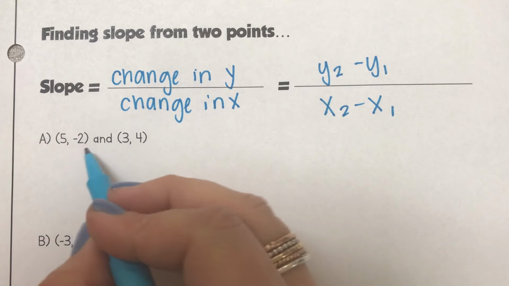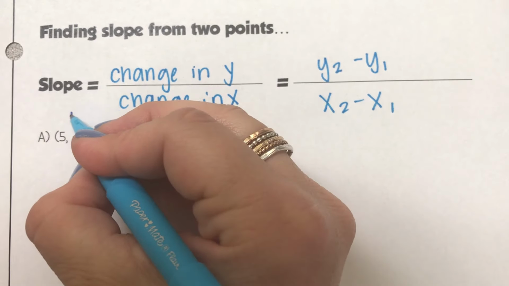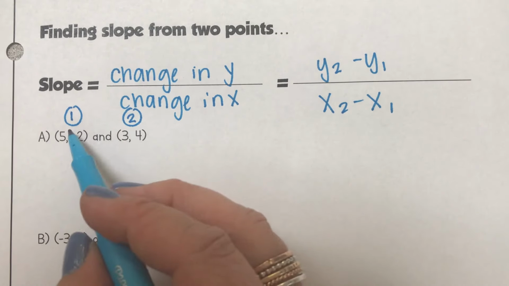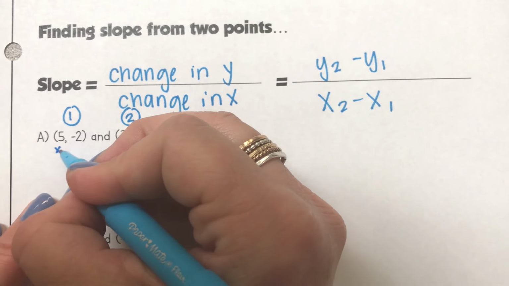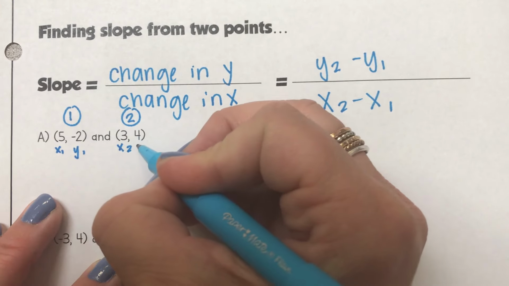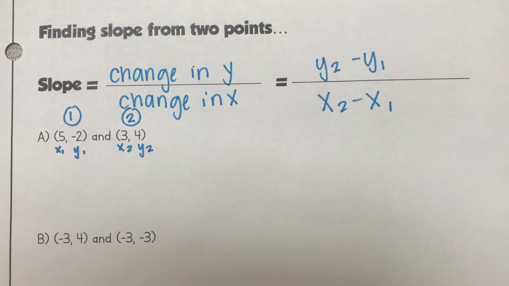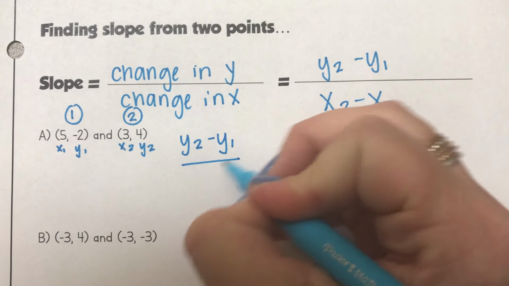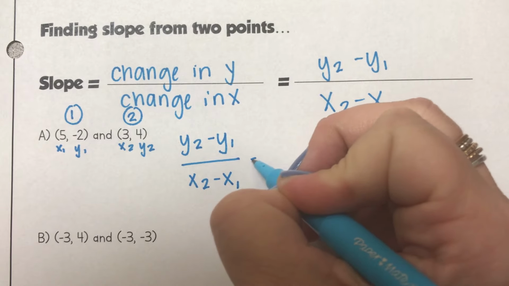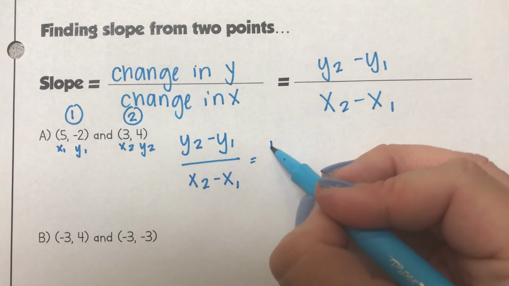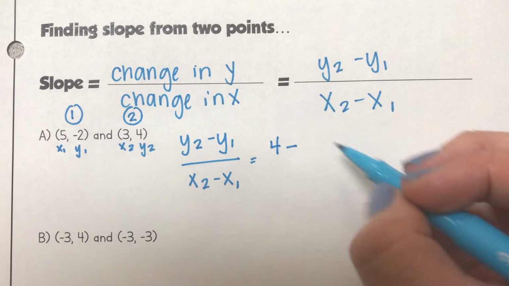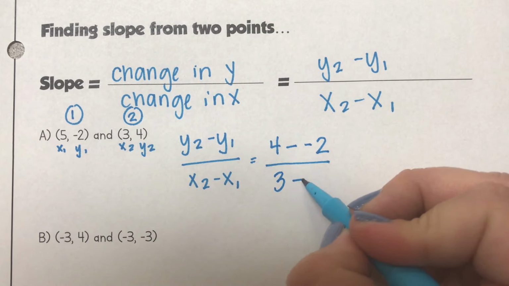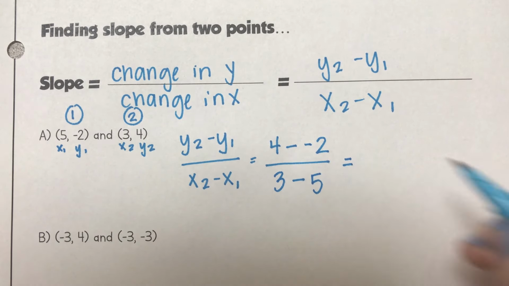So for example, on these 2 points, can we agree that this is ordered pair number 1, this is ordered pair number 2. So this would be x1 and y1 and x2 and y2. It's just saying the second y and the first y. So we're going to use the formula y2 minus y1 over x2 minus x1. So the second y is 4 minus the first y is negative 2 over the second x is 3 minus the first x is 5.